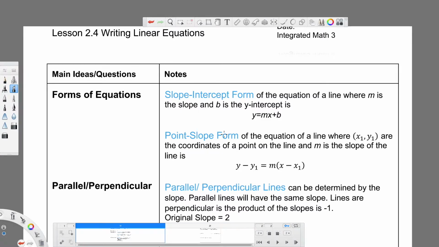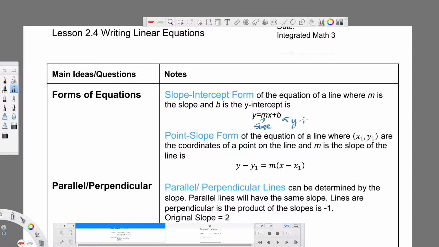Okay, so we are in Chapter 2, Section 4 for IM 3, called Writing Linear Equations. For this one, we're going to review some of the forms that we can put our linear equations in. We have slope-intercept form, the equation of a line where m is the slope and b is the y-intercept, and it's written like this: y equals mx plus b. So we have slope, and we have y-intercept.